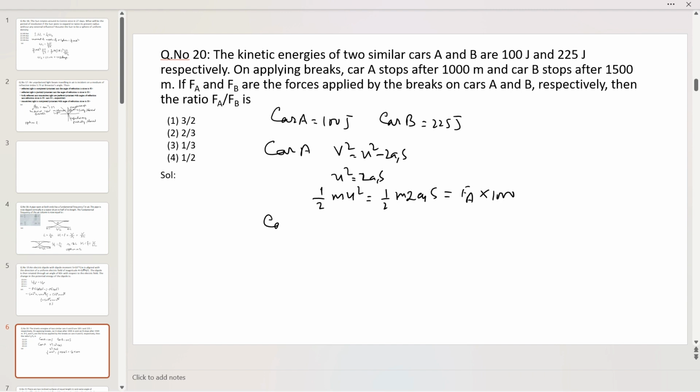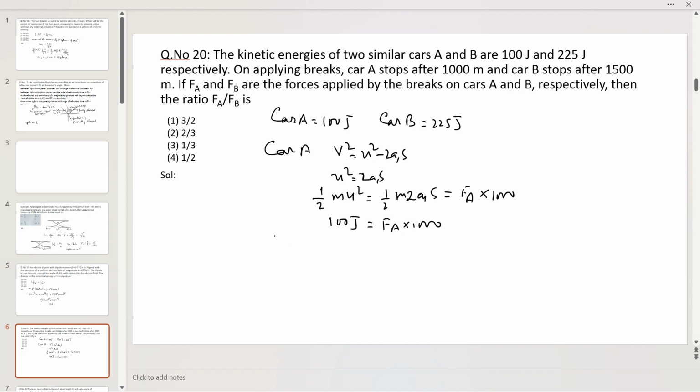Similarly for car B, this is u square is equal to 2a2s. So again we multiply by half. Let me do one thing here. So this is the kinetic energy. So kinetic energy of car A is 100 joules. That is equal to FA into 1000.